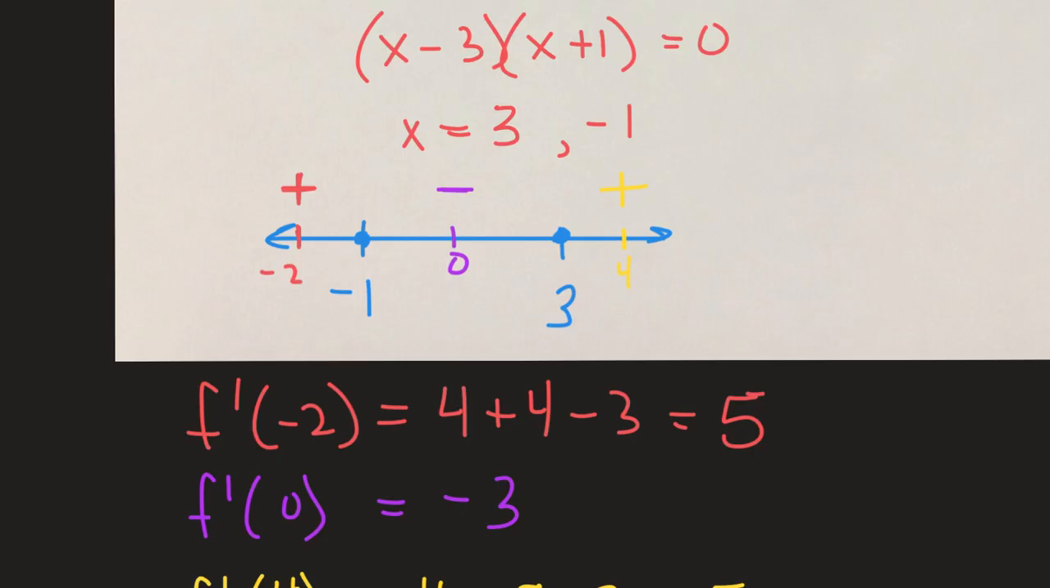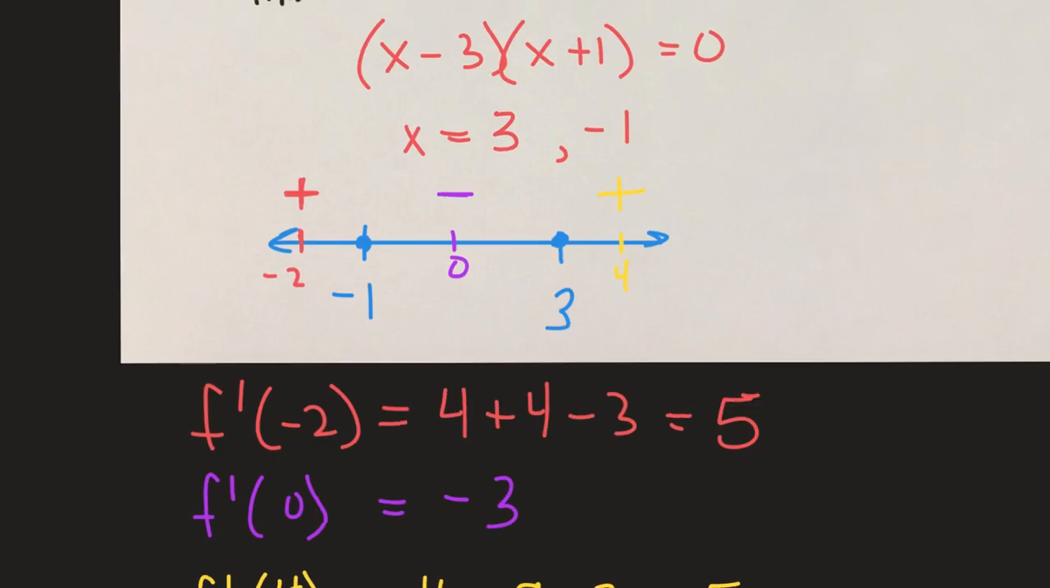So here we go. At negative 2, I have a positive 5, which means our derivative is positive on the left of negative 1 on this interval. In between negative 1 and positive 3, our derivative is negative, negative 3. And to the right of positive 3, our derivative is positive again.